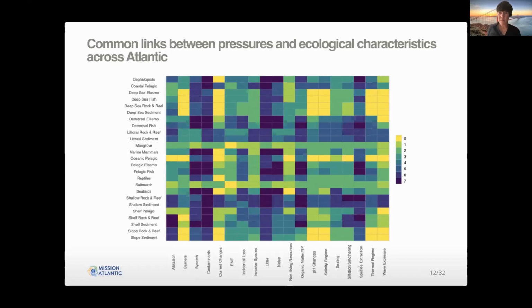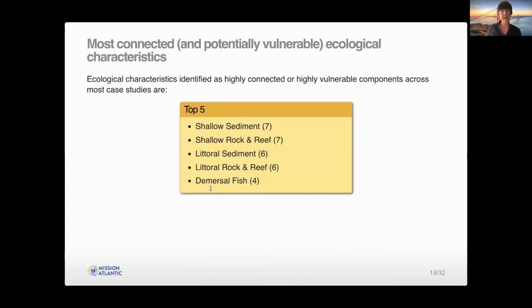A little bit similar it is with the species extraction and with the organic matter here. So these are pressures where it might be likely that there is a high cumulative effect also across the entire ecological components of the system. Then when looking at the most connected ecological characteristics in each of the case studies, what we found was that those 5 ranked highest in almost all of the case studies. That is the shallow sediments, shallow rock and reef, littoral sediments, littoral rock and reef, so both in the littoral and in the shallow area, and demersal fish. Because of the high connectivity, they are also more vulnerable just because of the cumulative effects that are often difficult to quantify.